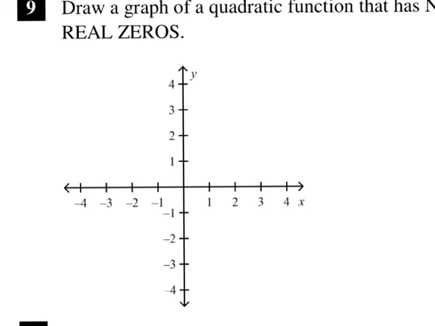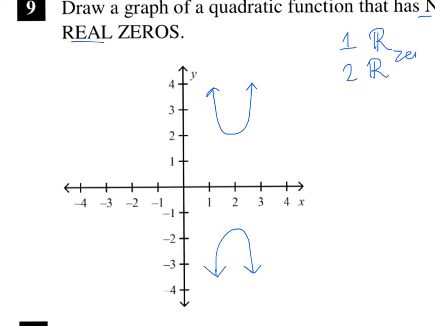A graph with no real zeros has imaginary zeros. So that's the kind of parabola that floats either above the x-axis opening up or below the x-axis opening down. Make sure you also know how to draw a graph with 1 real zero and 2 real zeros.